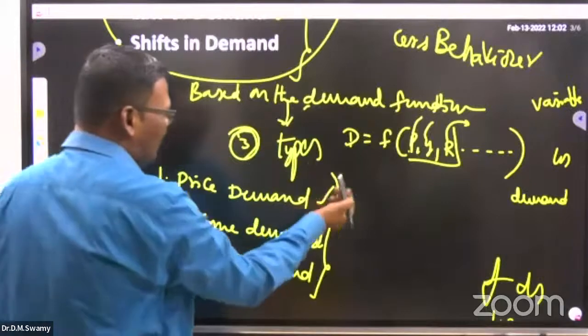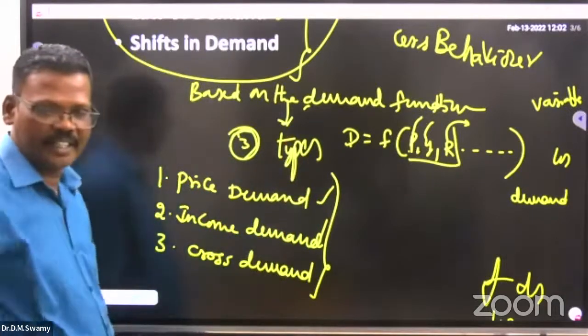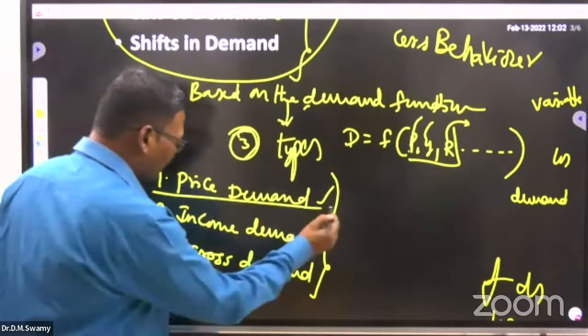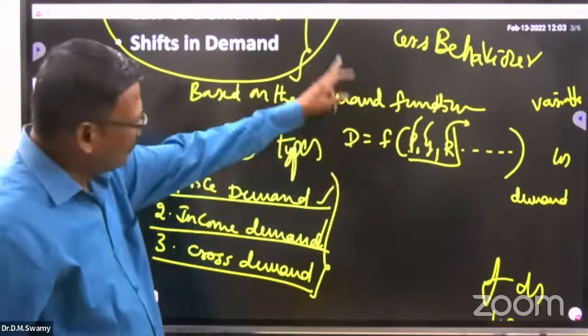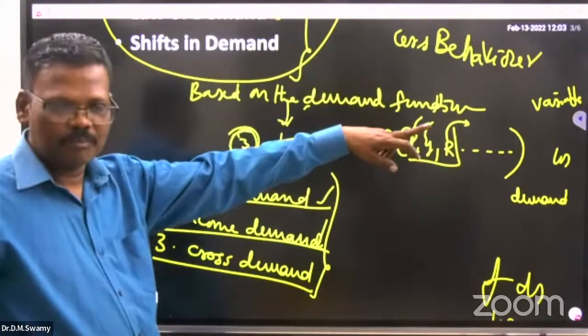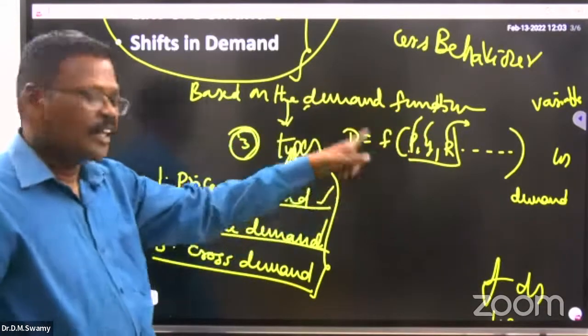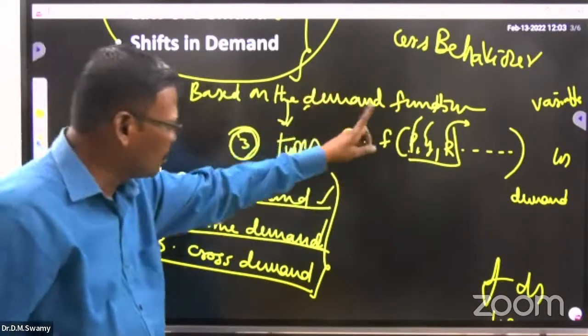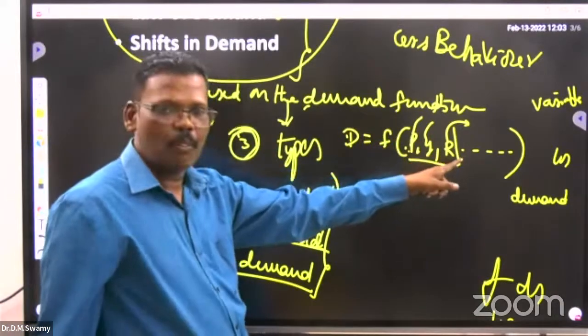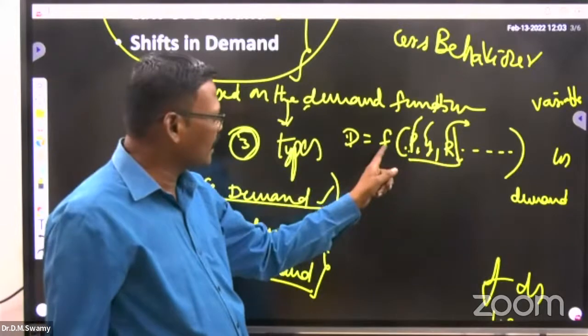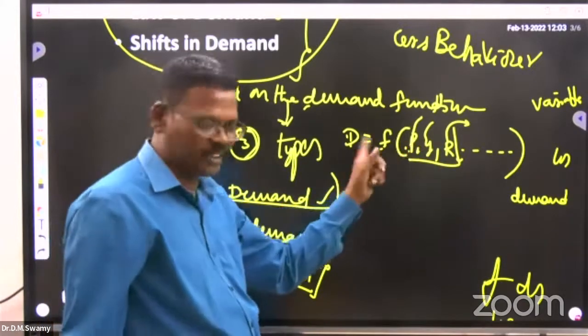Okay, based on the demand function, this demand is divided into three categories: price demand, income demand, and cross demand. We already discussed the demand function. What is the demand function? Demand function explains the relationship between demand and the determining factors of the demand. It is nothing but a functional relation between the two.